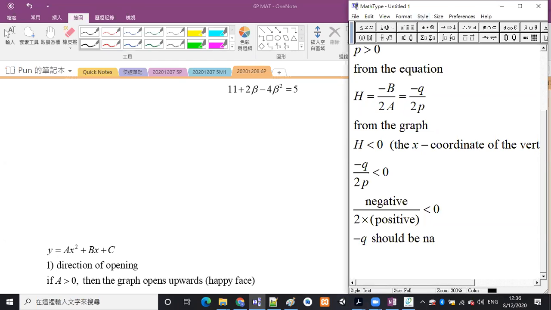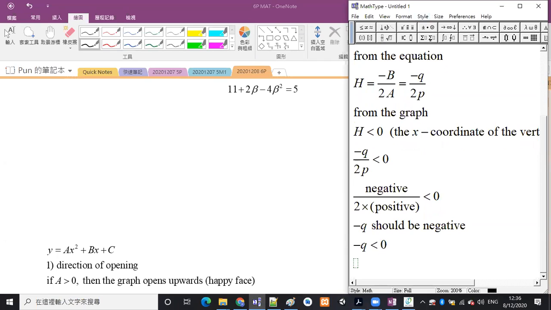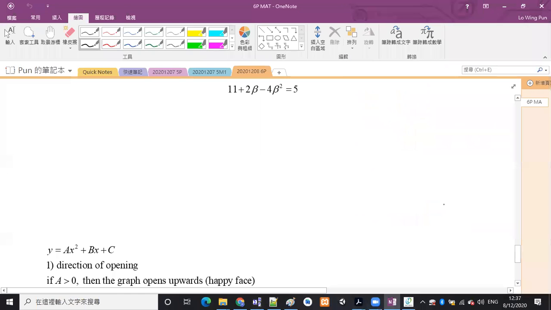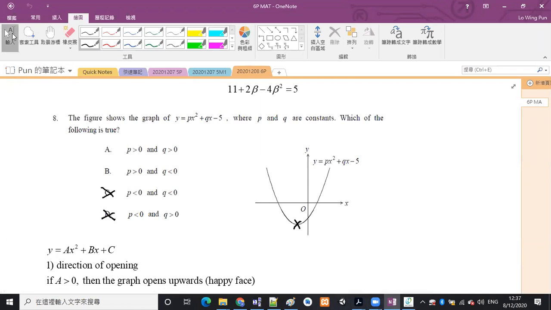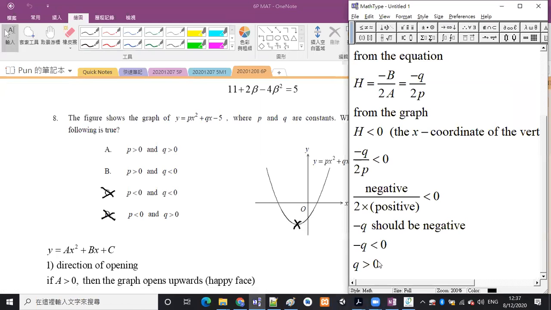Negative, be negative. 但係 should be negative 嘅話，即係 negative q should be less than 0. But if negative q should be less than 0, then q should be larger than 0. And that is how we can find whether q is larger than or less than 0 from here. Okay, so q should be larger than 0, which means that the answer should be option A.